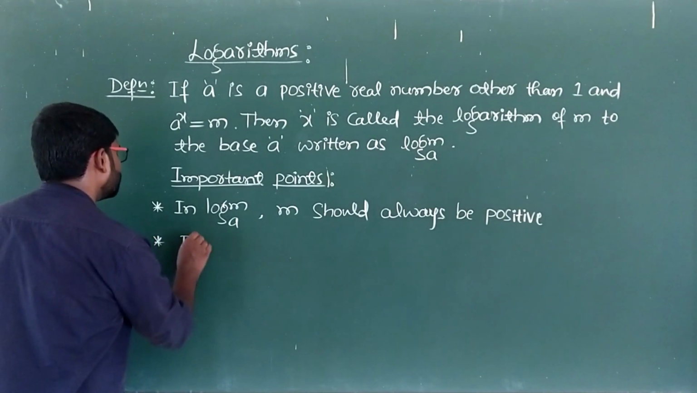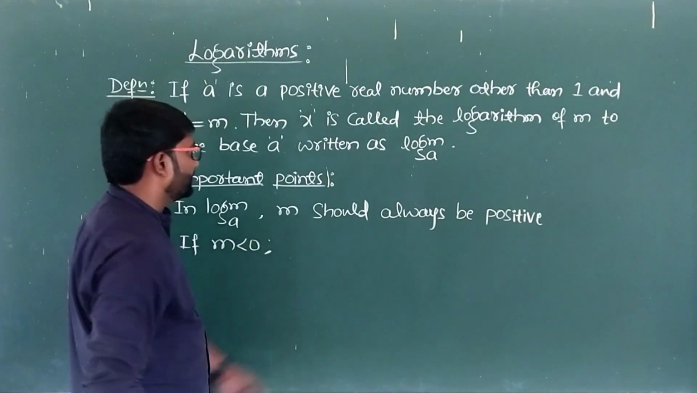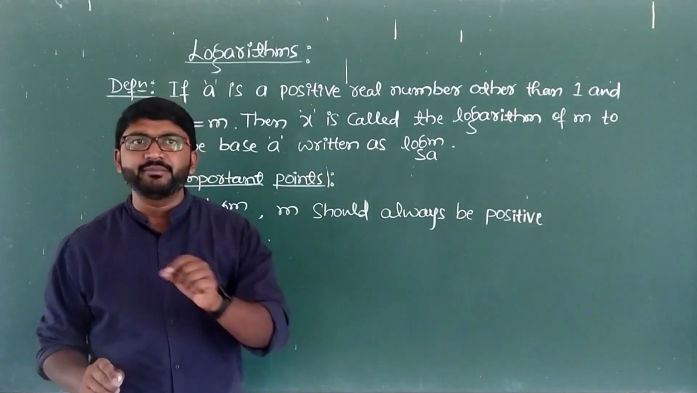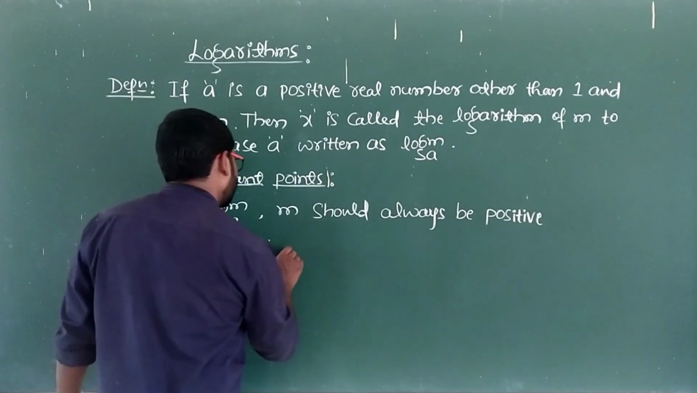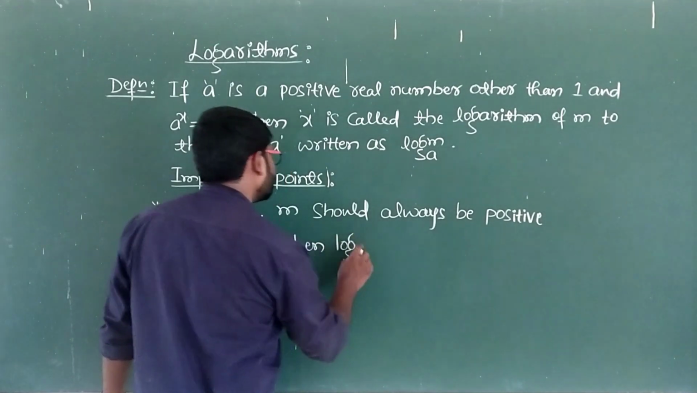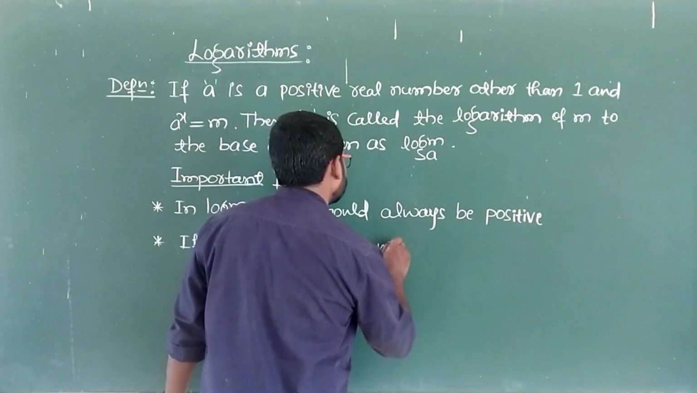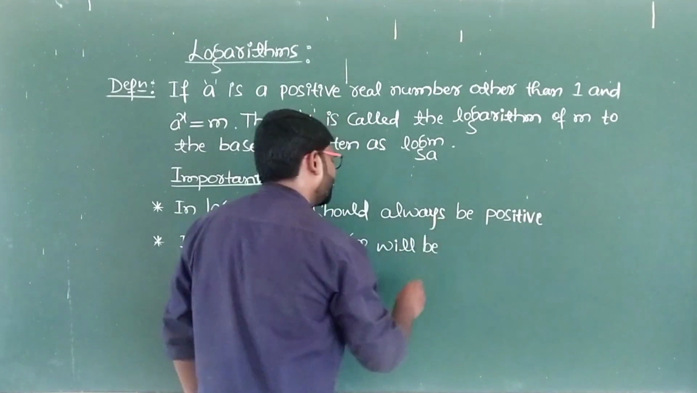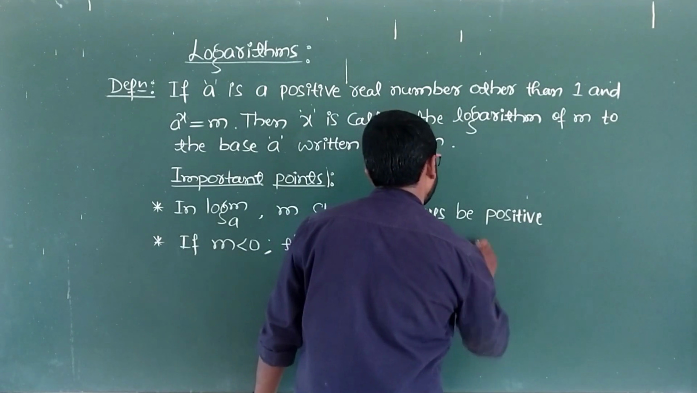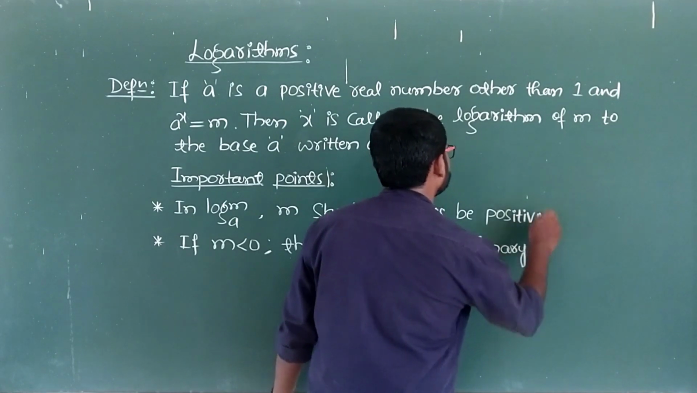If m is less than 0, then log m to the base a will be imaginary. This is the second point.